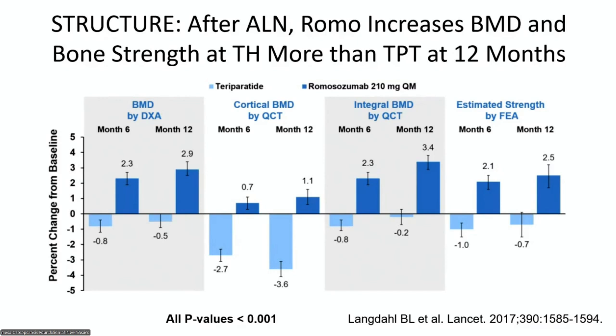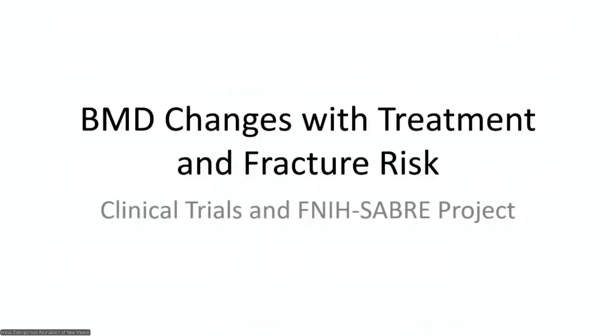So these are patients who are on bisphosphonates, in most recent years with alendronate, and they were transitioned to either romosozumab or teriparatide. And we see distinct differences at the total hip. There's an increase in bone density with romosozumab, whereas a slight decrease with teriparatide. Cortical bone density by QCT went down with teriparatide. There's differences in integral BMD with QCT. And finite element analysis, which is an estimate of bone strength, increases with romosozumab and is stable or goes down a little bit with teriparatide. So again, differences in which drug we choose.